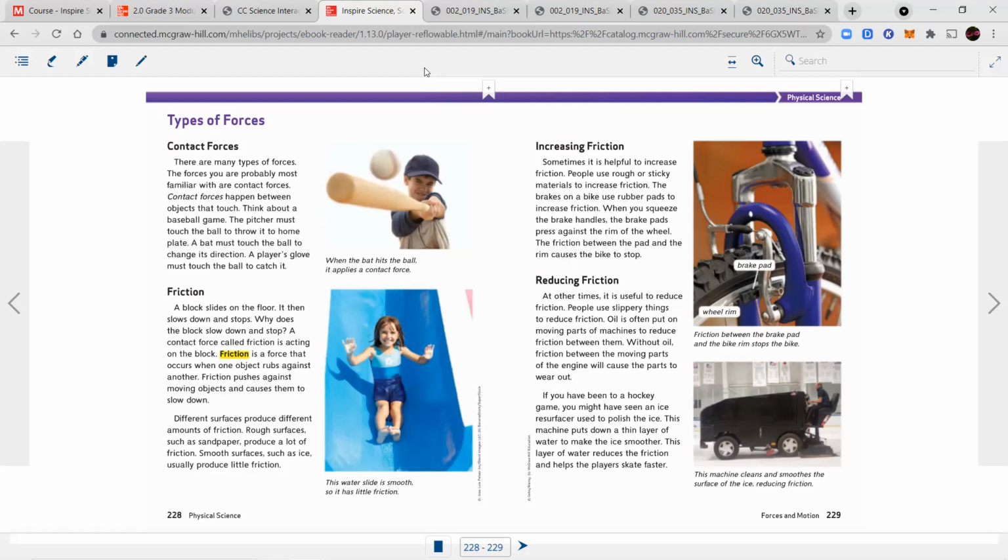When you squeeze the bike handles, the brake pads press against the rim of the wheel. The friction between the pad and the rim causes the bike to stop.